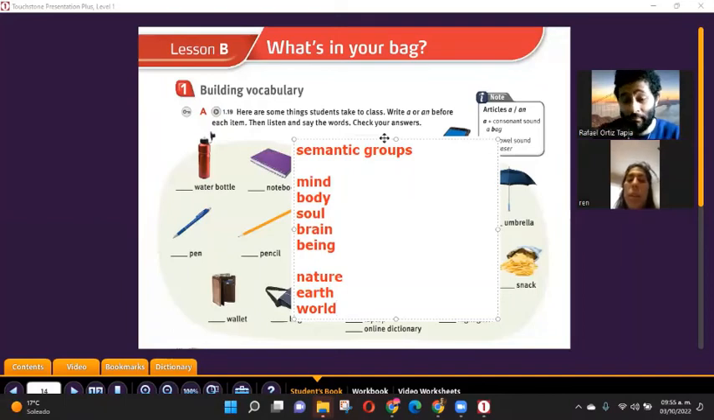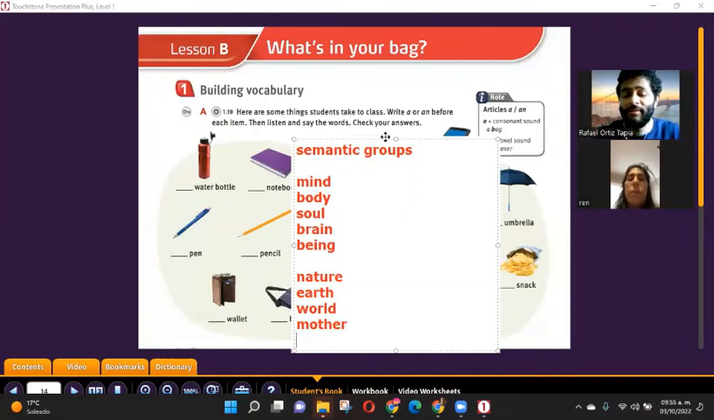Mother. Mother, okay. And you can also write concepts, not just words. You can add concepts like motherly love. Motherly is materno. So motherly love is amor materno. Esos son semantic groups. Okay, I understand. Yeah, semantic group.